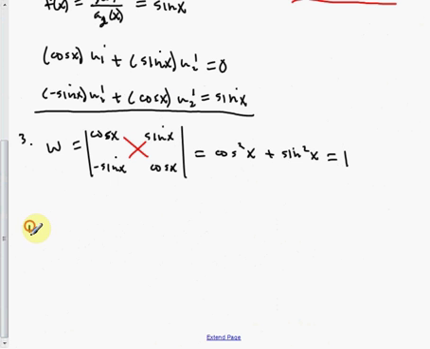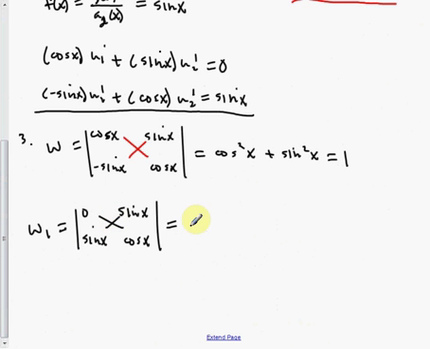So, W sub 1, replace the first column with 0, sine x. The second column stays the same from W, so this is sine x, cosine x. So we do the crisscross for the determinant on this one. That gives us negative sine squared x.